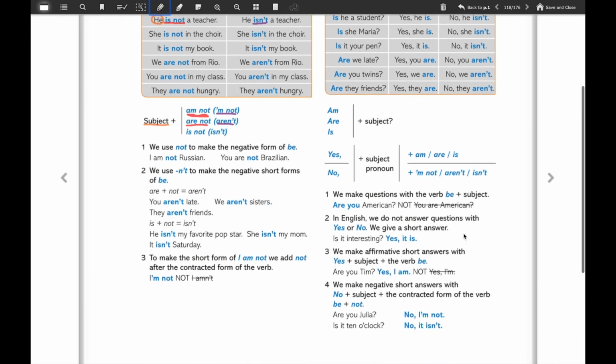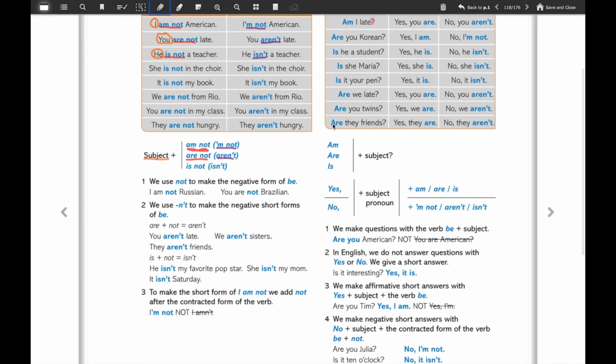Okay, let's see the structure. Here you have the verb to be, are, is, plus subject. As you can see here, you have the verb to be, and then you have the subject: I, you, he, she, it, we, you, they. And when you have to answer, you have to do it in this form. Yes or no, plus a subject pronoun.